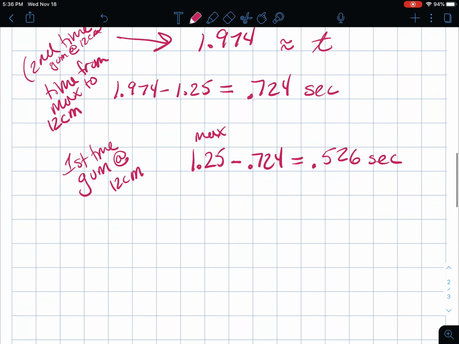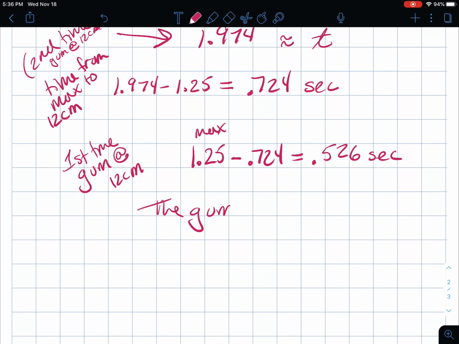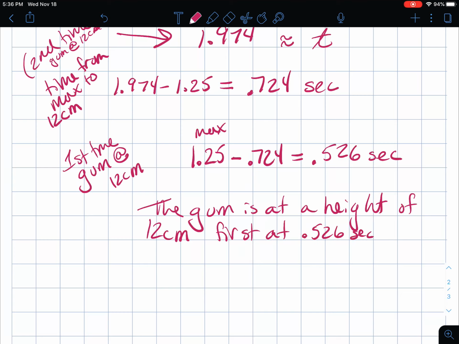So we would say the gum is at a height of 12 centimeters first at 0.526 seconds, and then at 1.974 seconds. Now, it's not asking us every time. It said when are the first 2 times.